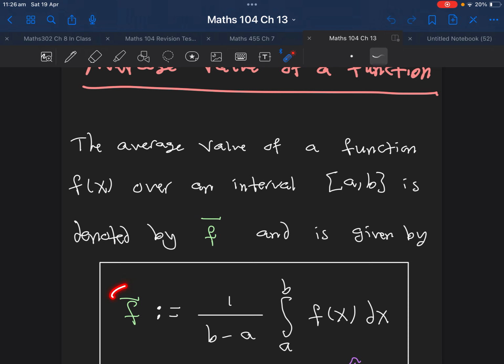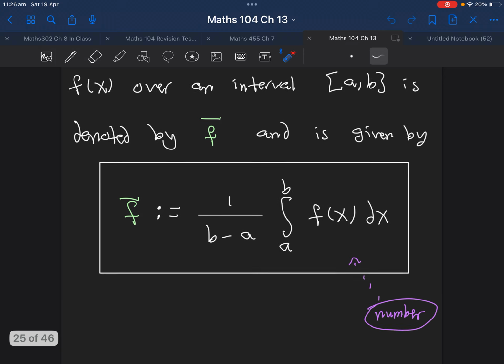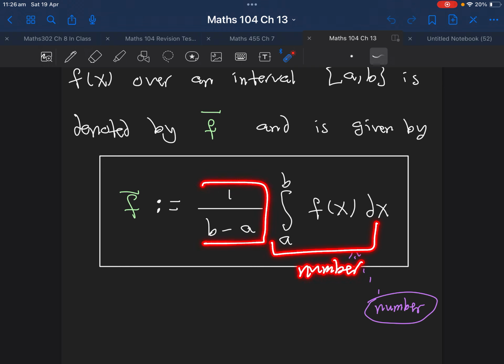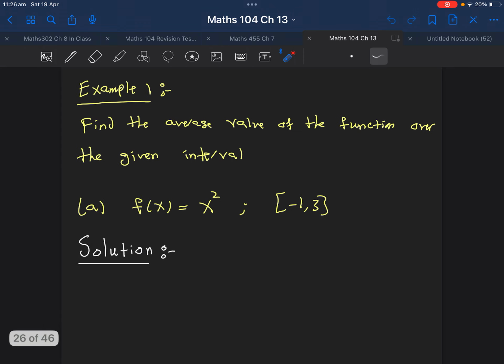Of course, this number here, f bar, will be just a number. It will not be a function because the definite integral will be a number, and b minus a is just b minus a. We cannot do any better with b minus a. Again, it's a number. Let's see it as an example.